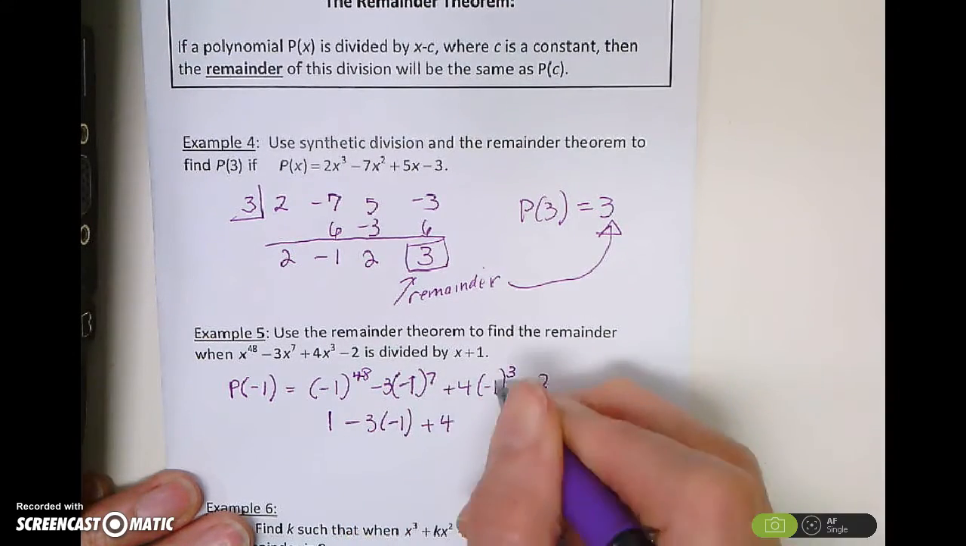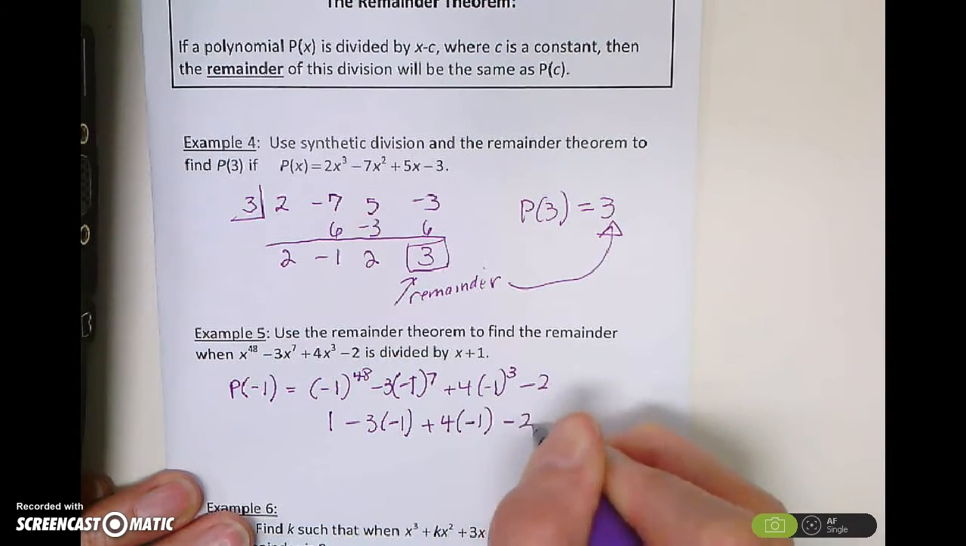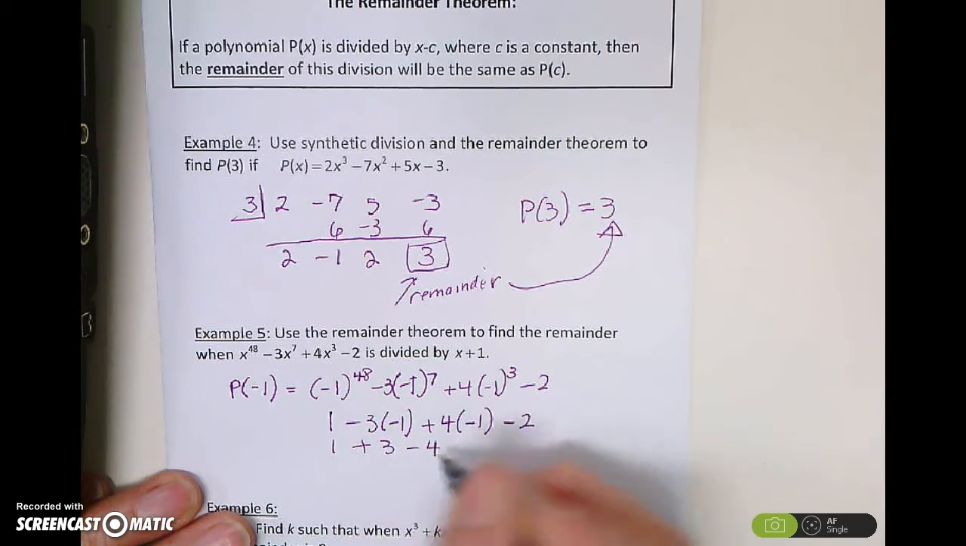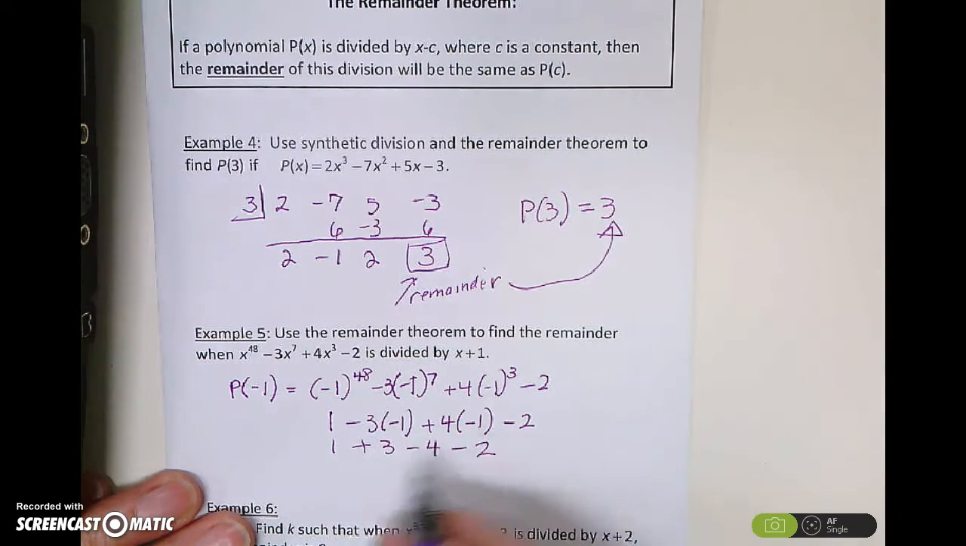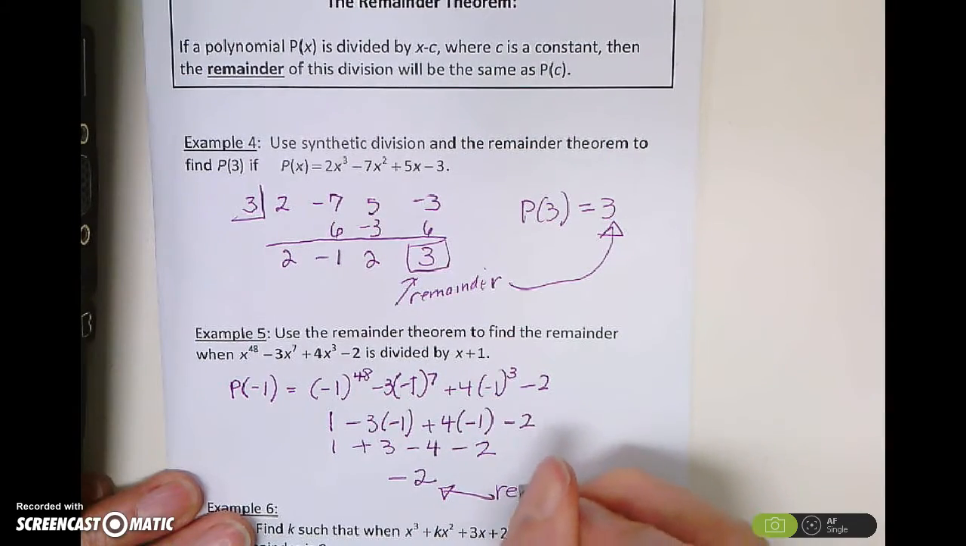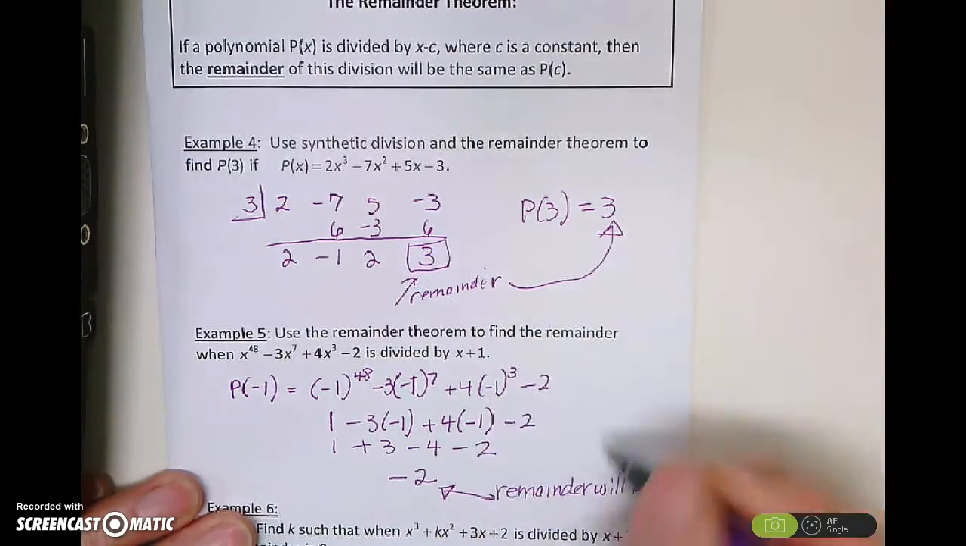plus 4. Negative 1 to the third power, that's an odd power, so negative 1, and then minus 2. So I get 1 plus 3 minus 4 minus 2. So I get a 4 minus 6. So I'm getting negative 2. So my remainder then is going to be negative 2 for that problem.